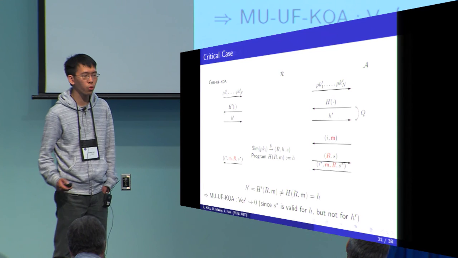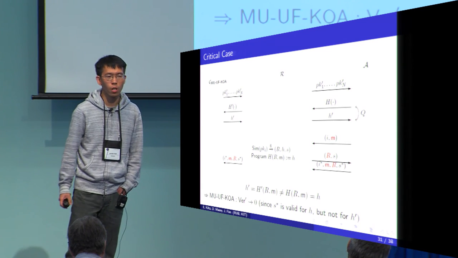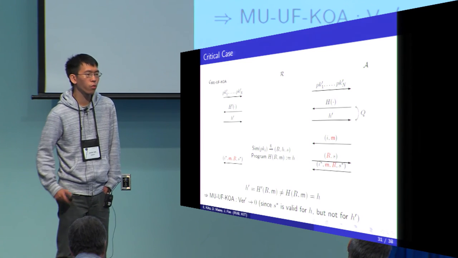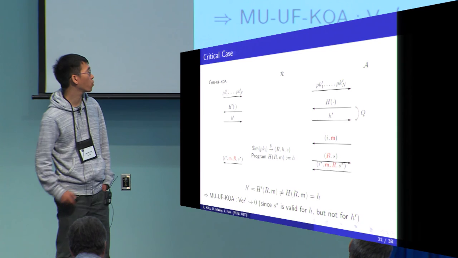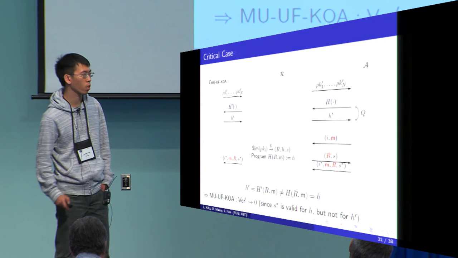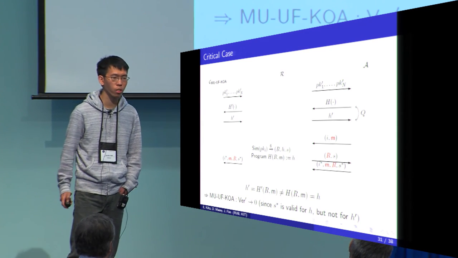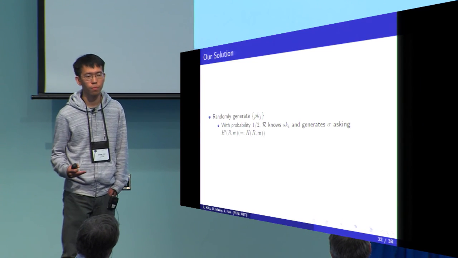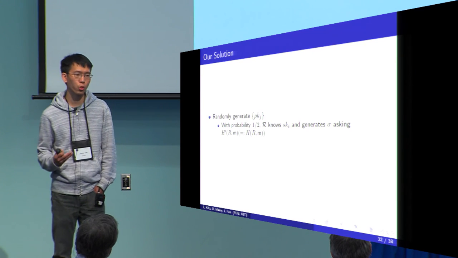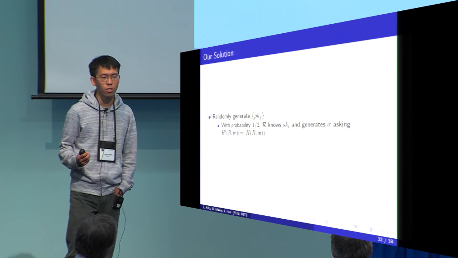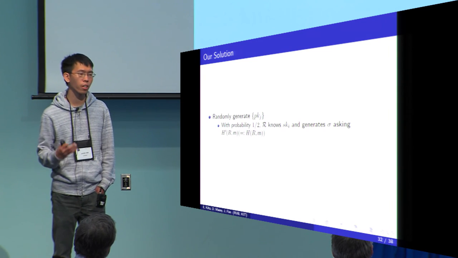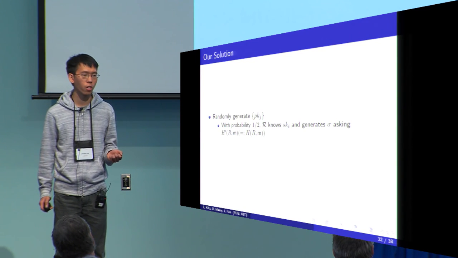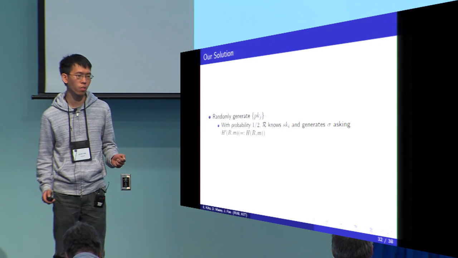Which means that if you give it back to the KOA challenger, it's going to output zero. It's not a valid forgery. So how do we fix this critical case? In the following, I always assume we are in the critical case, because the other case is simple. Our solution is to randomly generate a public key such that with probability 1/2, we know the secret key, such that we can generate a signature by asking the random oracle of your left-hand side, such that the hash query is consistent.